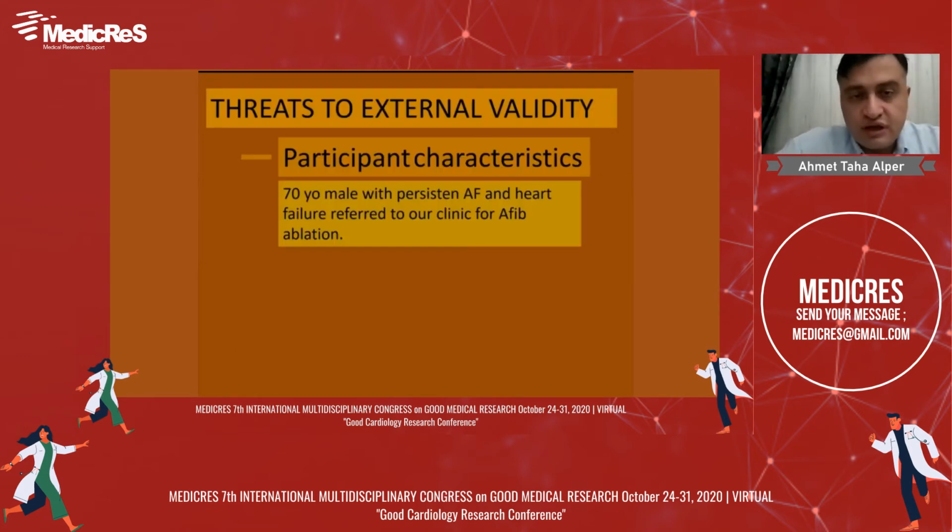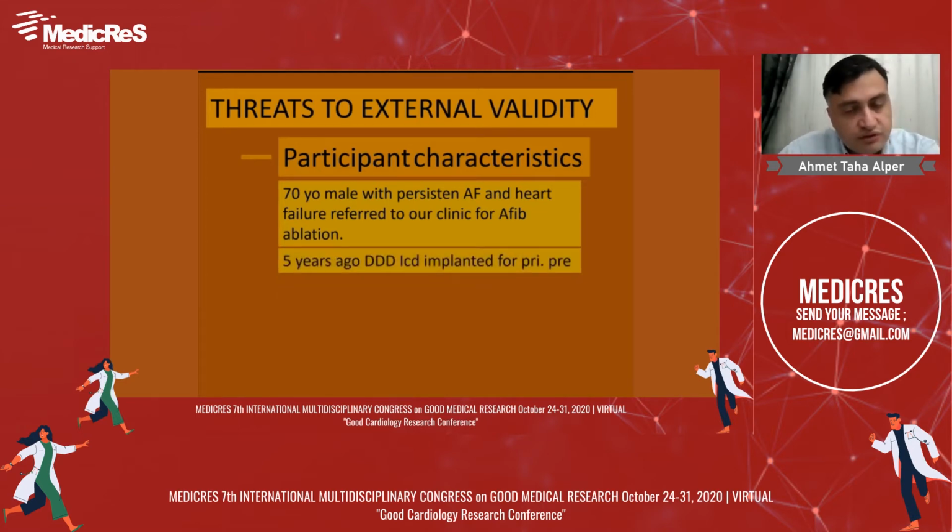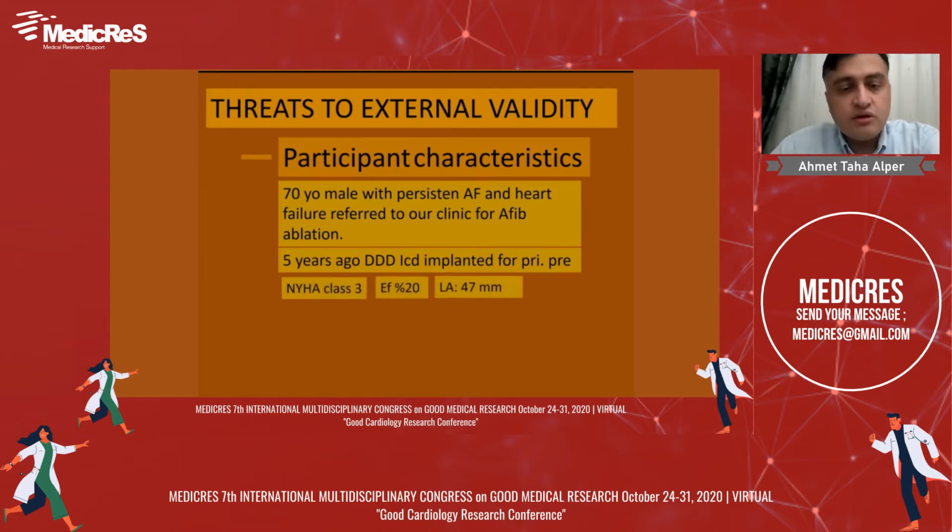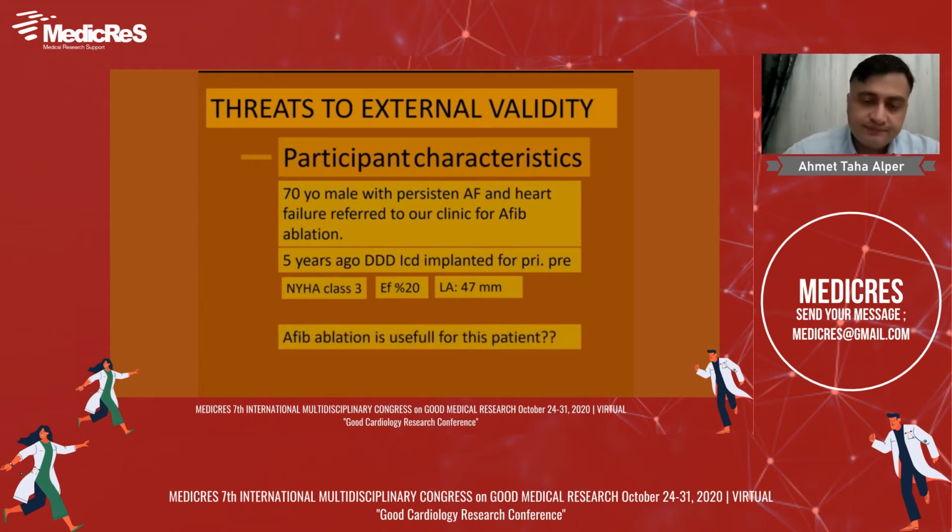Another difficult issue in our real life is management of atrial fibrillation in patients with heart failure. Another example, a 60-year-old male with persistent AF and heart failure referred to our clinic for Afib ablation. 5 years ago, a DDD-ICD was implanted for primary prevention. His New York Heart Association class is 3, ejection fraction is 20%, and left atrial diameter is a bit larger. Is Afib ablation useful for this patient?